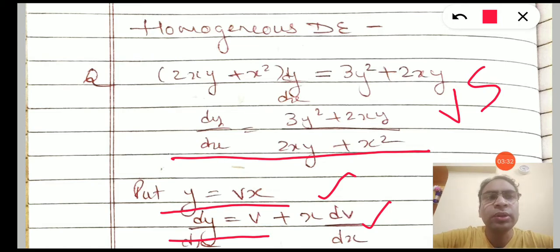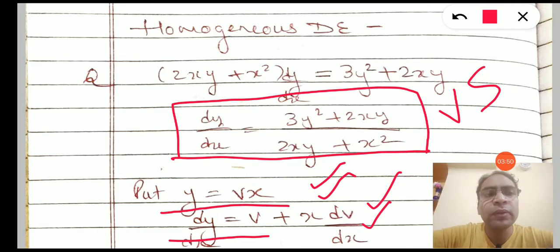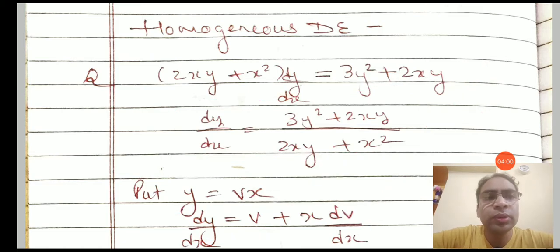So to solve this homogeneous differential equation, first we need to write the equation in the standard format, which is this. Then we need to substitute y with vx and dy by dx with v plus x dv by dx. After performing these substitutions, the equation will be converted into variable separable form, and then we will perform the direct integration. So let us see the solution to this equation.